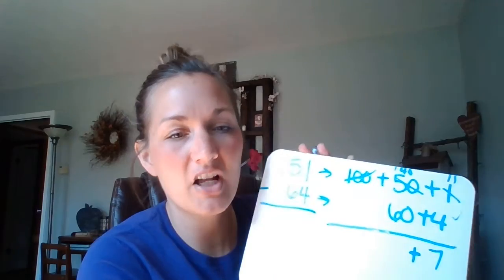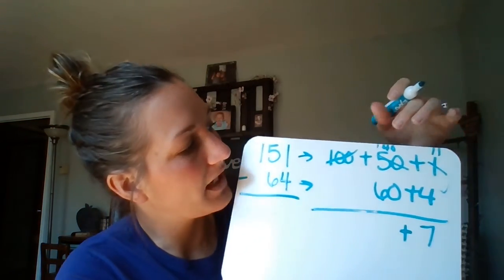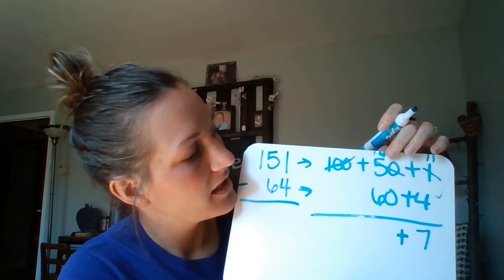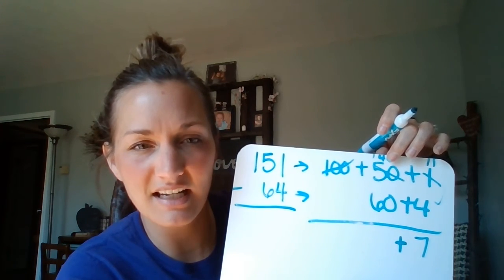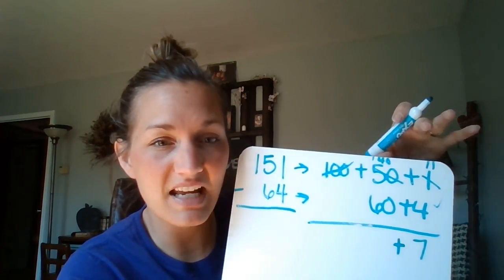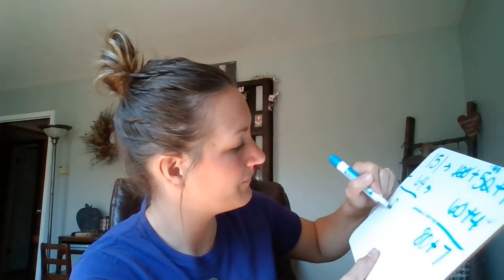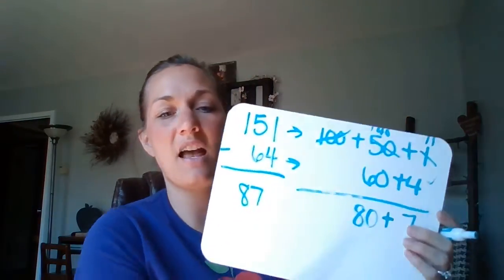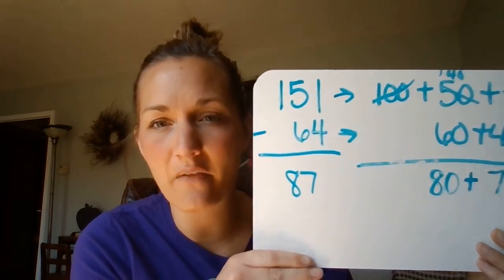And now we have 140 minus 60. Okay, so like I've told you guys before, cover up that 0 if it helps you. 14 minus 6, 8. But then we have to add that 0 still, so it becomes 80. So 80 plus 7 would equal 87. So 151 minus 64 is 87.